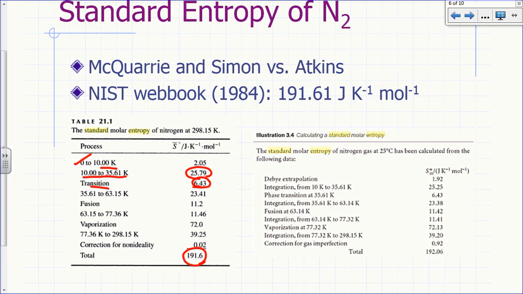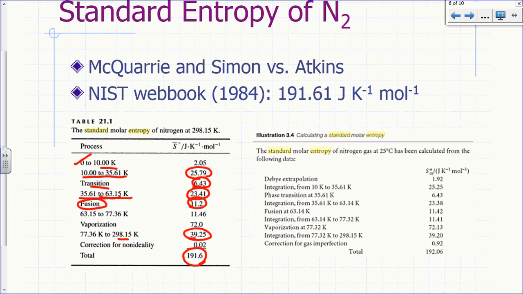Then you have integral of Cp dT again from 35.61 Kelvin all the way to its melting point, which is 63.15 Kelvin. The next term is delta H fusion divided by the temperature at which melting occurs, that would be your delta S for the melting. All of these things you can calculate from measurements of heat capacity versus temperature and the delta H for phase transitions. And so you can go all the way up to 298 Kelvin.